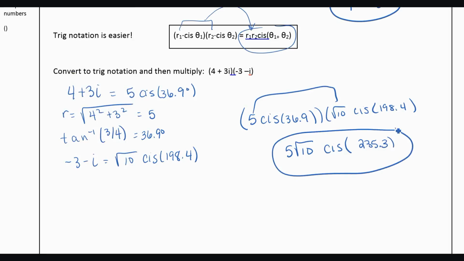Of course, if you wanted to then put that back into standard notation, you could. But for multiplying complex numbers, if it's in trig notation, you're just going to multiply the r values and then add the thetas.